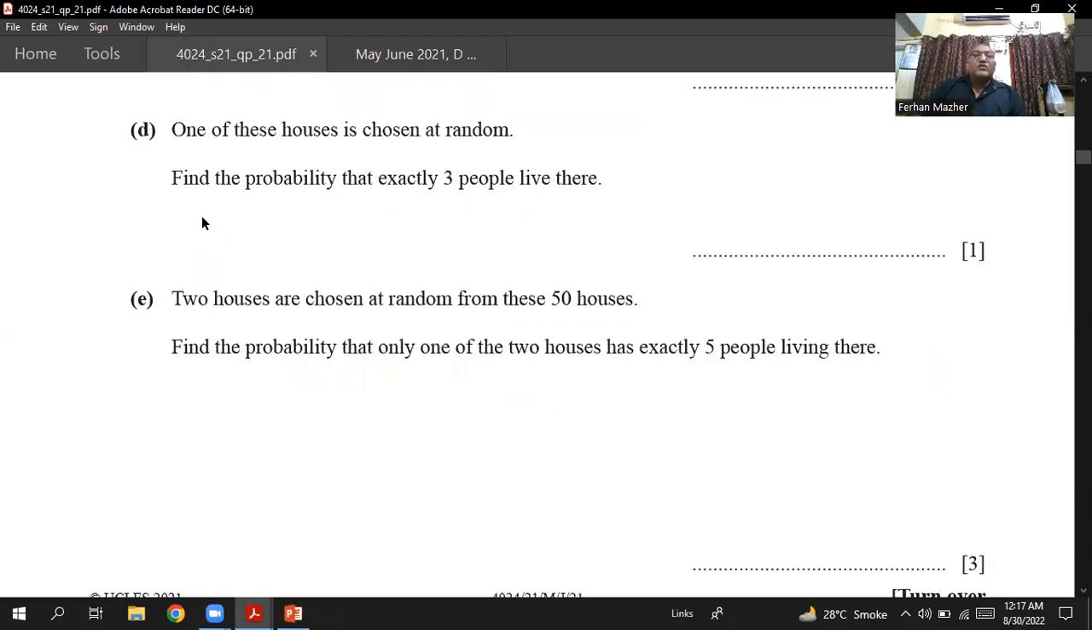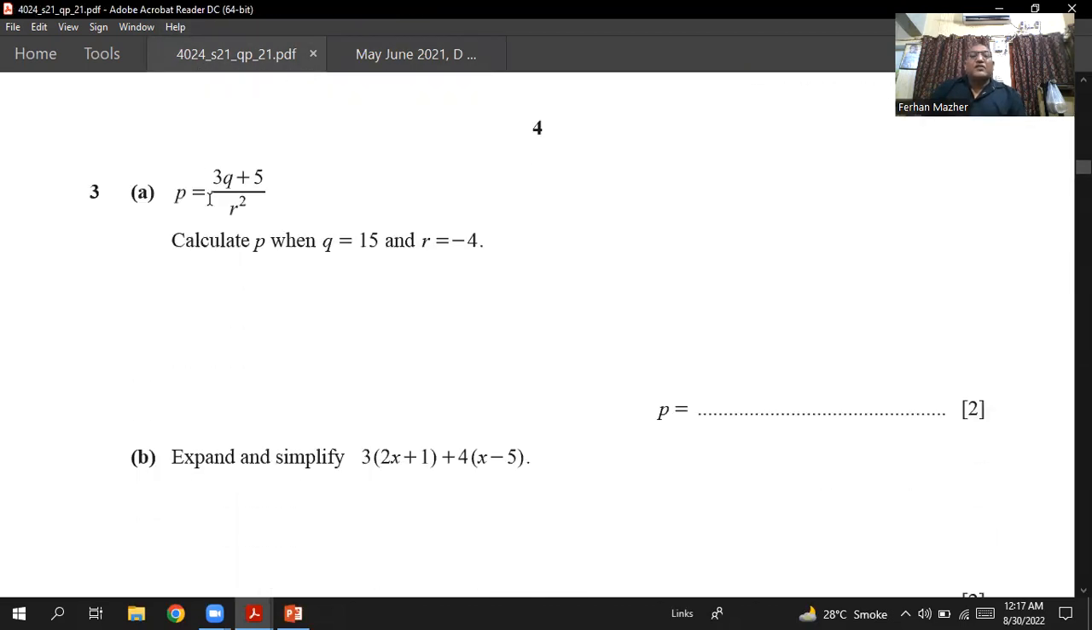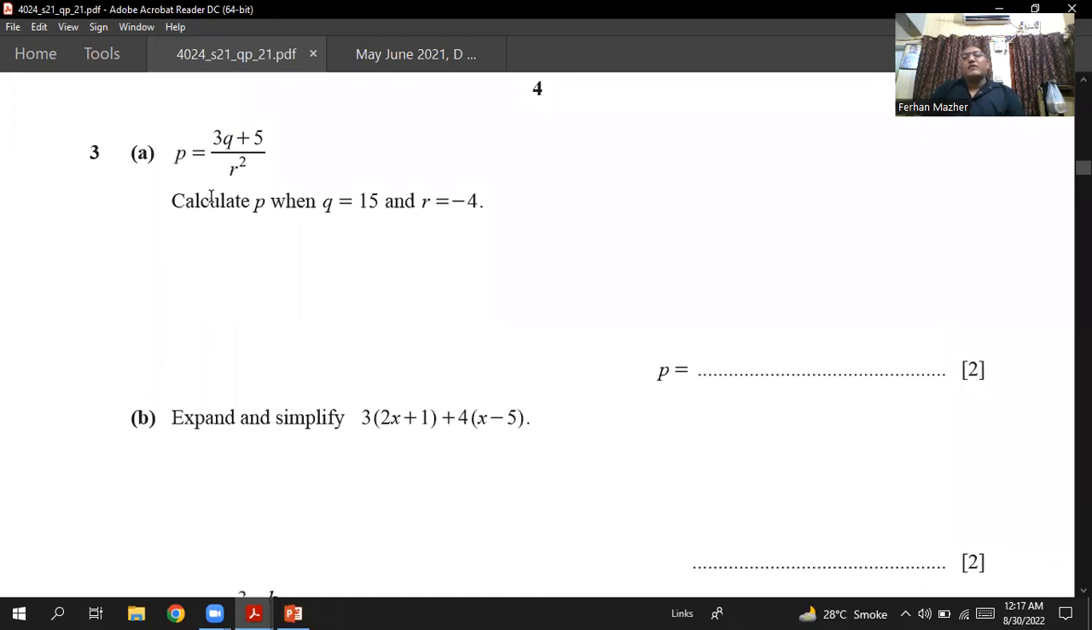So this is how you do question number 2. Now we are going to the next question. The next question coming up on your screen is question number 3. It says P is equal to 3Q plus 5 divided by R squared. Calculate P when Q is equal to 15 and R is equal to minus 4.